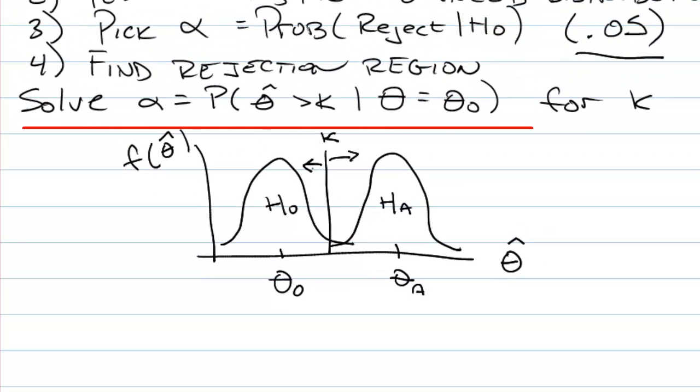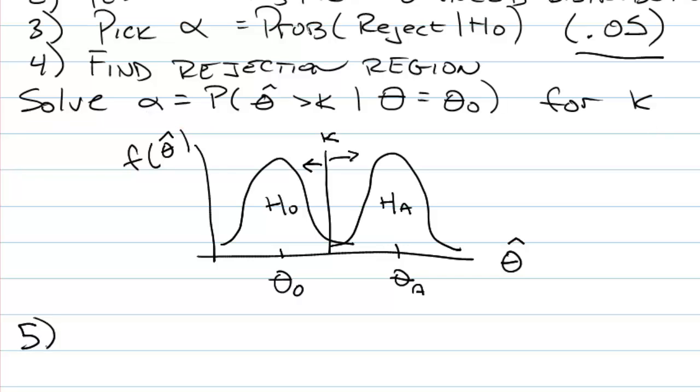So up here I showed you how you do that. You want to solve this probability problem: the probability of that point estimate being greater than k, given the null, that is theta is equal to theta naught, has to equal alpha. And you'll solve for k. The last step is you have to make a decision.